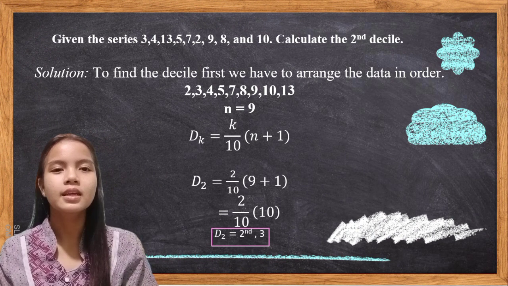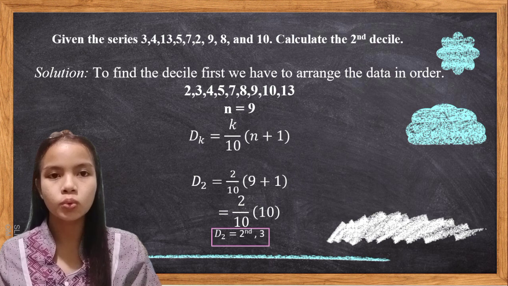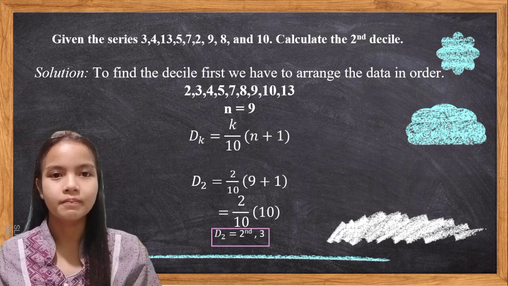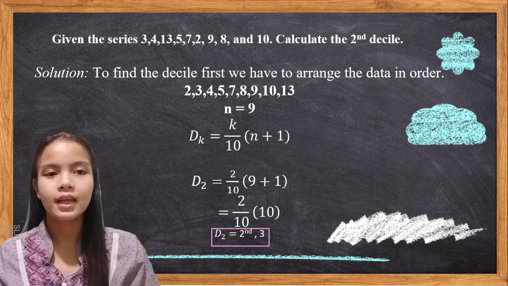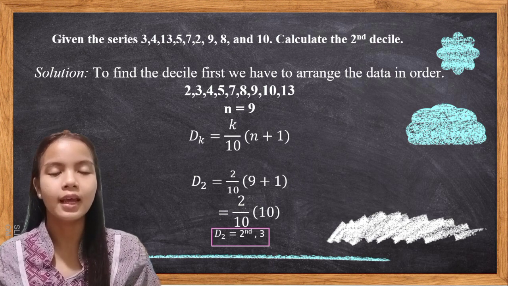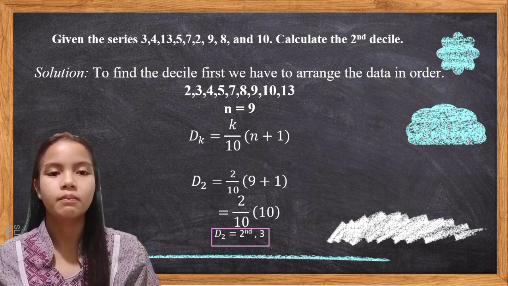For the example, given the series 3, 4, 13, 5, 7, 2, 9, 8, and 10, calculate the second decile. So first, to find the decile, we have to arrange the data in order. So it will become 2, 3, 4, 5, 7, 8, 9, 10, and 13. So n is equal to 9 because n is the total number of data. So we need to use the formula D sub k is equal to k over 10 times n plus 1.